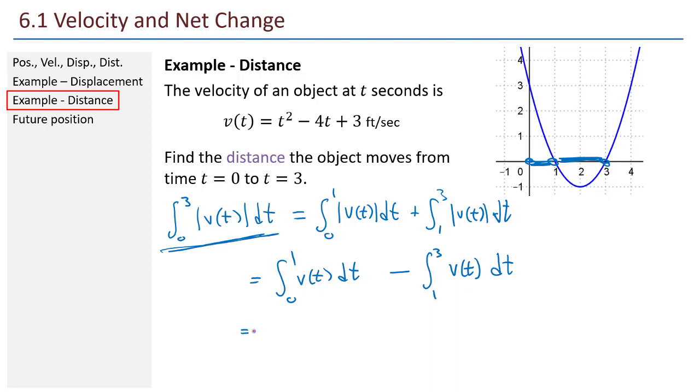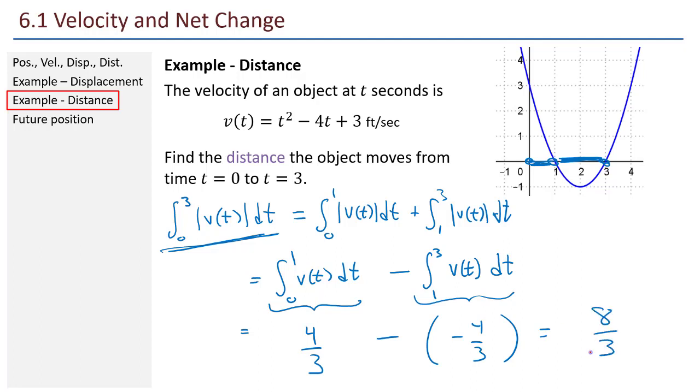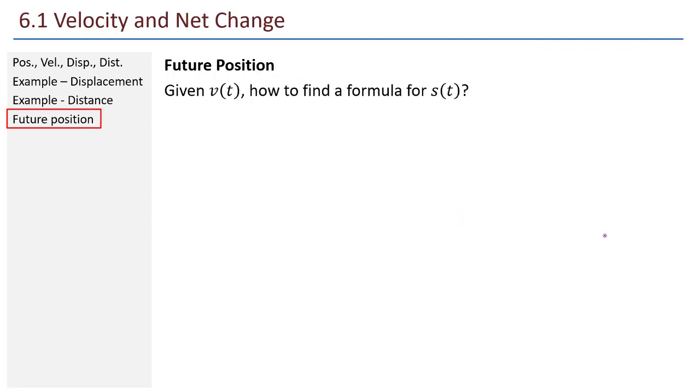All right, I'm skipping some of the calculation details, but it turns out that this first integral evaluates to 4/3, and this second integral evaluates to negative 4/3, and so my answer is 8/3. That's the total distance that this object travels over the time period from 0 to 3. All right, last idea, future position. Given the velocity function, how do we actually find a formula for the position function? Can I recover position from velocity?